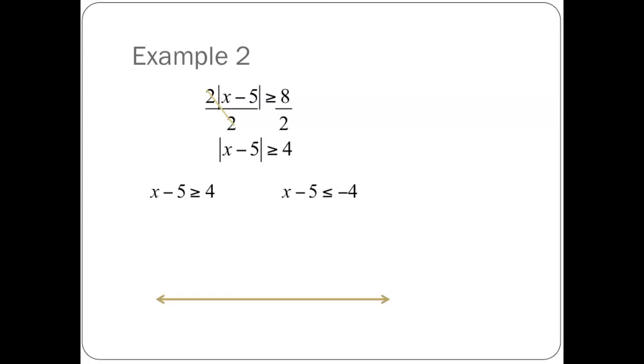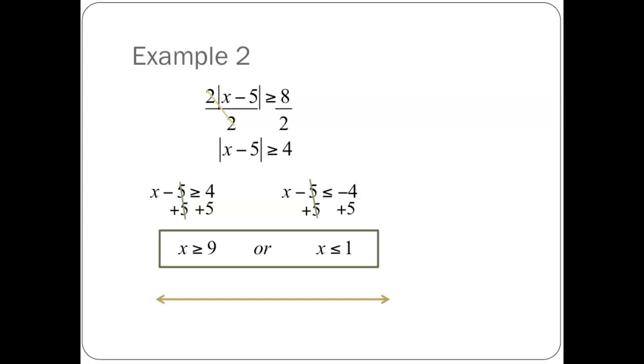All right, now let's solve both inequalities. So we're going to add 5 to both sides. And that gives us x is greater than or equal to 9. Do the same thing here, add 5 to both sides. That leaves us with x is less than or equal to 1. Now, if you look back at the original, we saw that the absolute value was greater than or equal to 4, which means this is going to be an or statement. It is a disjunction.